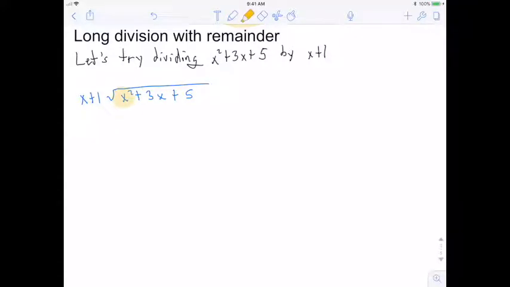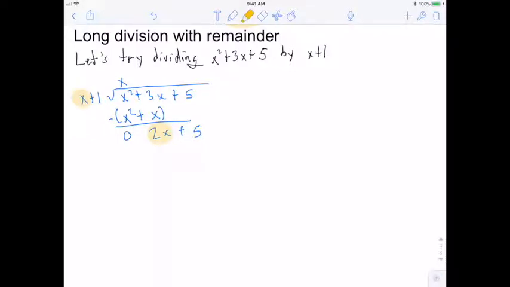Okay. Our leading term in the original polynomial is x squared. Our leading term in the divisor is x. X squared divided by x is just 1x. Now we multiply and subtract. X times x is x squared. X times 1 is x. X squared minus x squared is 0. 3x minus x is 2x. We bring the 5 down and we repeat.